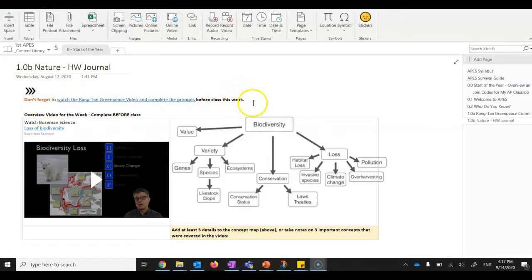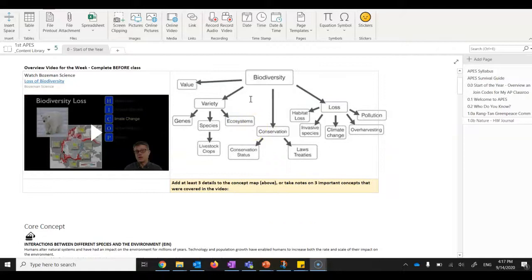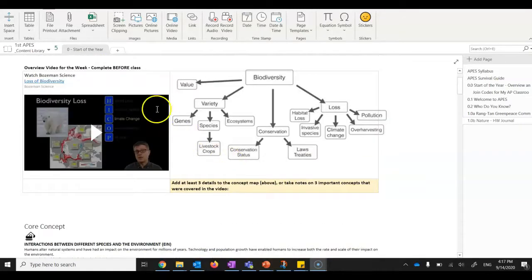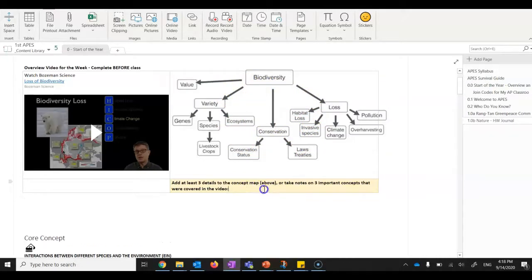On a normal week, the only things that you'll need to do before a Monday or Tuesday class is to watch the overview video, take some notes on it, and then think about and write a response about things that you already know about this core concept that we'll be covering this week. So you can see next week we're going to start talking about the loss of biodiversity. There's a nice Bozeman Science video that gives you a good overview of many of the topics that we'll be highlighting. We've gone ahead and put in the Bozeman Science concept map so that you can annotate this, or in this box that's been highlighted yellow, you can add comments that you have after you watch the video.